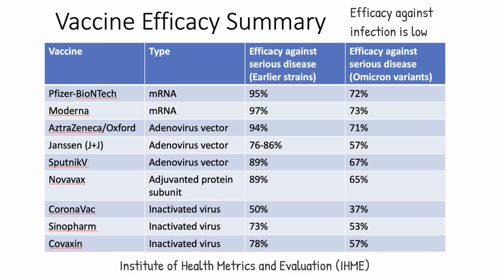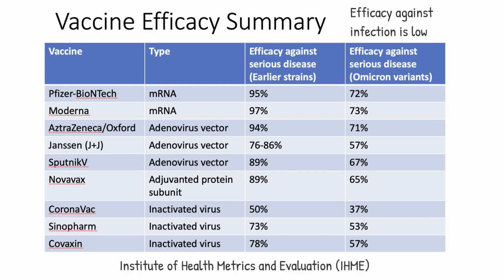The next most effective are the DNA viral vector vaccines, AstraZeneca, J&J, and Sputnik V, with efficacy for preventing severe disease ranging from 89 to 94% for the earlier strains and 57 to 71% for the Omicron variants. The only FDA-approved protein vaccine, Novavax, demonstrates comparable efficacies of 89 and 65%.